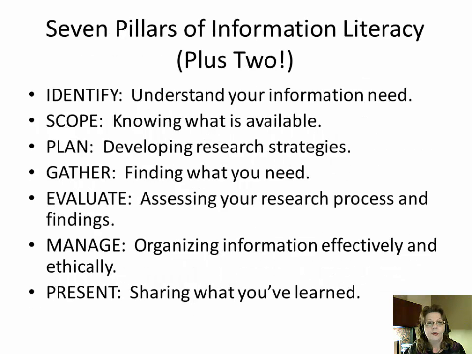What I'd like to do is outline the 7 pillars of information literacy in our textbook. Now there are actually 2 more pillars, so I guess it's really 9 rather than 7, but we'll go with the 7 for this one. Our textbook talks about the fact that we learn how to identify, which is understanding your information need. This is part of what we're going to be covering in this week's module. The scope is knowing what is available for a particular topic.